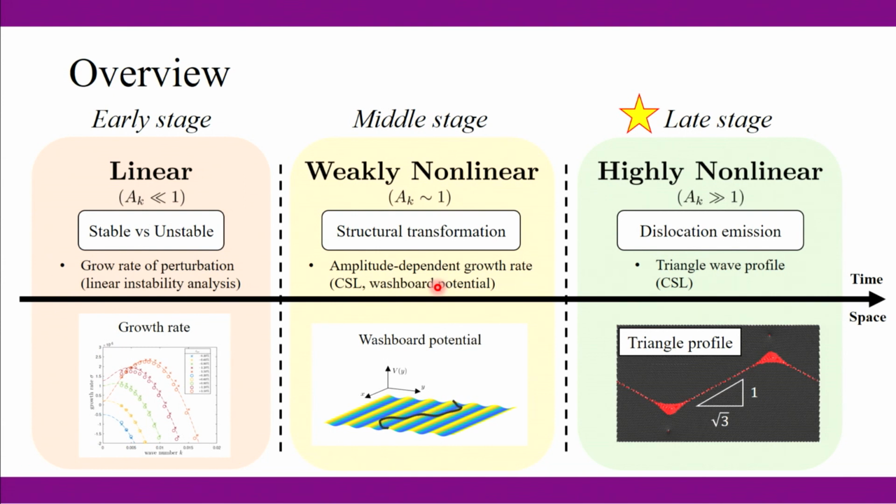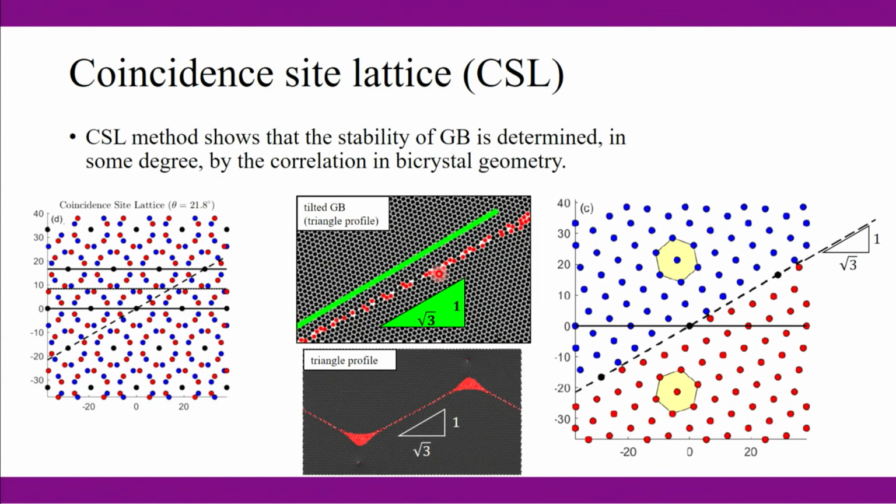Okay, so the only thing that we haven't explained is this 1/√3 slope configuration, right? The triangle wave profile. That can be nicely explained by this coincident site lattice. Here, I'm just mapping the two rotated grains, and you can see that the surface tilted by this 1/√3 is actually a plane going across one of the coincident site lattice planes. You can see they share the same atoms here, marked as black. So that's the lower energy state.